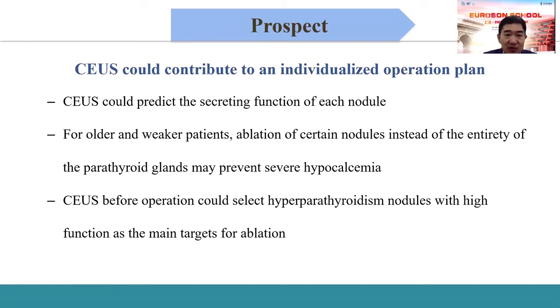So, with CEUS before the operation, we select hyperparathyroidism nodules with high function as the main target for ablation. In other words, we can use CEUS to select some high-function SHPT nodules and ablate them, and leave a small nodule with minimal function to avoid serum hypocalcemia and prevent complications.